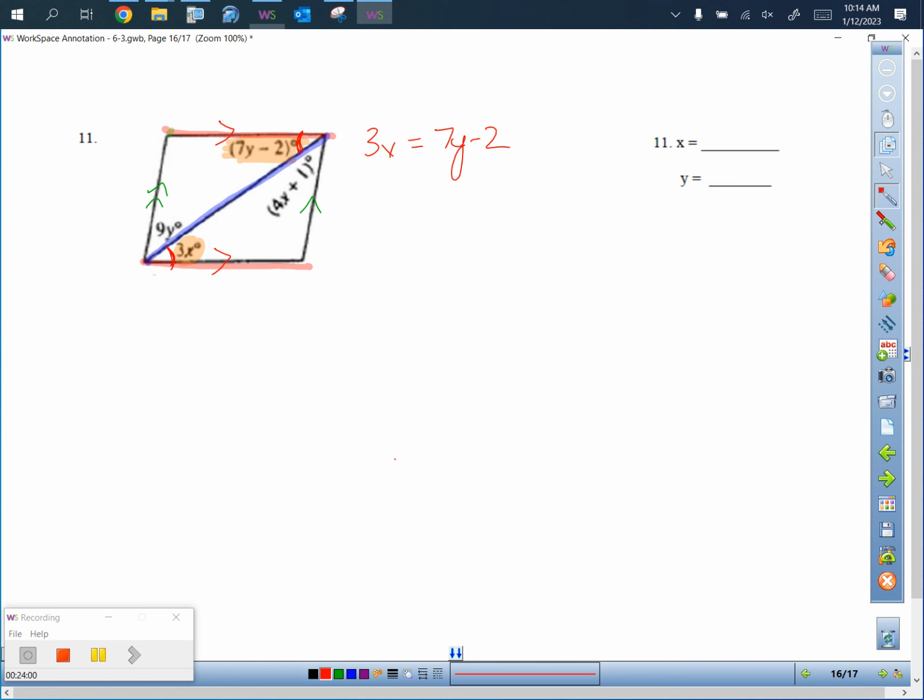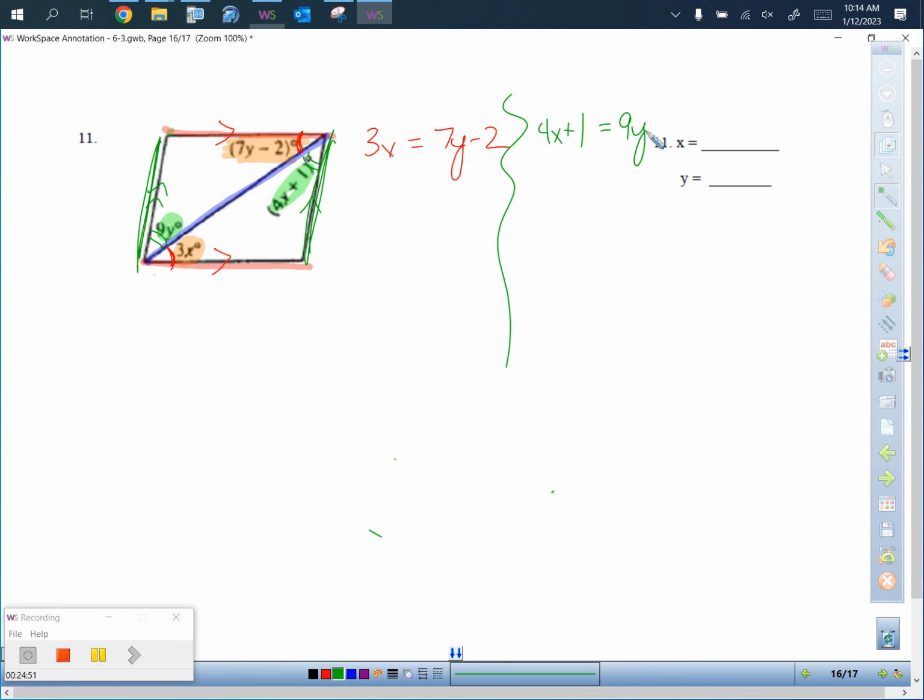Talk to me, dude. What do you think about these guys right here? Are these also alternate interior angles? If I double arc mark those, are they on alternate sides of that blue segment right there? And do they both touch these green parallel lines right here? What do you think? Yes? Should those be the same? Yes. What I'm going to do is not underneath this. I'll show you why in a second. Not underneath this, to the side of it, I'm going to write 4x plus 1 equals 9y. Because we have a parallelogram, both sets of sides are parallel, right? The alternate interior angles are going to have to be the same.